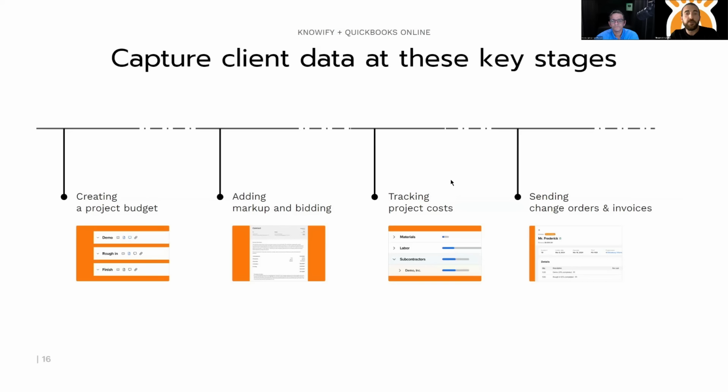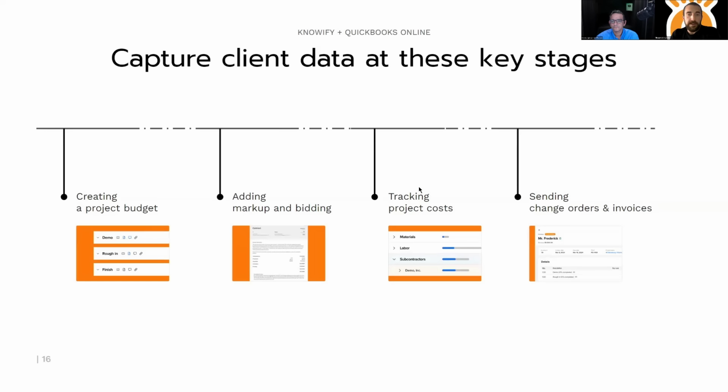Then we move to tracking project cost. This is where Knowify really excels in just being able to update in real time exactly where we are on our projects. So for example, if I have an employee using Knowify's mobile application and checking in and checking out of a job in the field, on the office side, I'm able to see my cost of labor update automatically. So I know exactly where I stand at any given moment on a project.